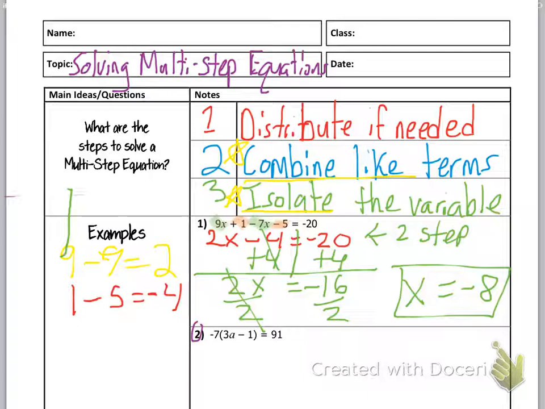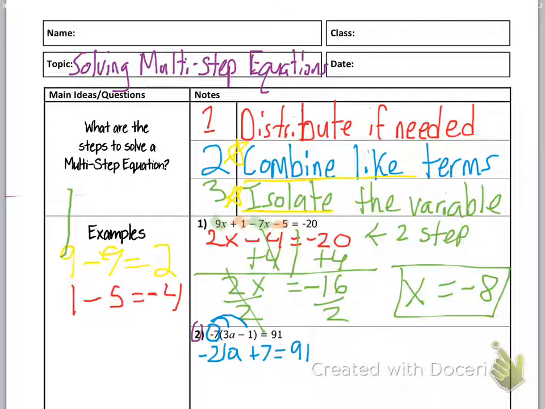For the second one, I have parentheses, so I know I'm going to distribute. You're going to distribute the negative 7. Make sure you distribute that negative with it. So I have negative 7 times 3 is negative 21. Keep the A. And I have negative 7 times negative 1. A negative times another negative gives me a positive. So 7 times 1 gives me 7. And I'm going to keep the 91.